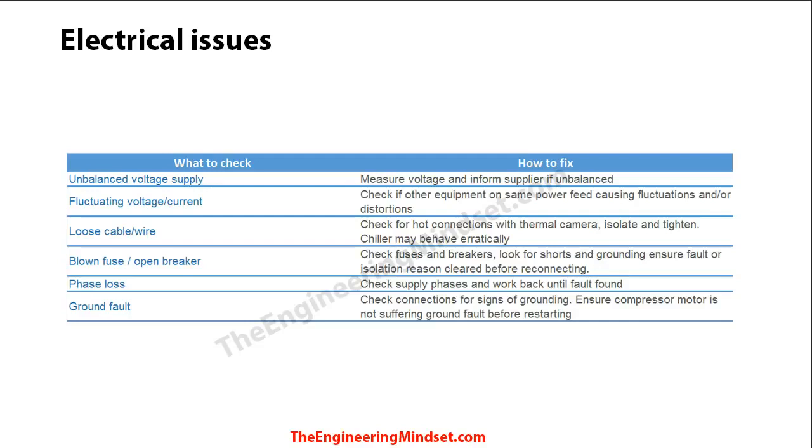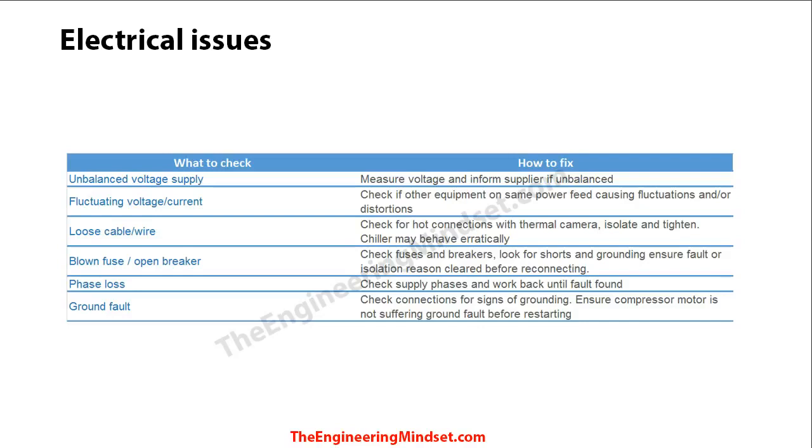Now coming on to electrical issues. These are some of the more common electrical issues that you're going to find with chillers. So an unbalanced voltage supply to the chiller. So you want to measure your voltages on each of your phases to make sure that they're actually balanced. And it could indicate that there's a problem with the electrical switchgear within your building. Or if you haven't quite got this stuff, then you want to speak to the electrical supplier to call them out and they'll come and check it.